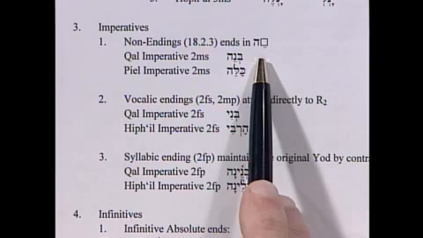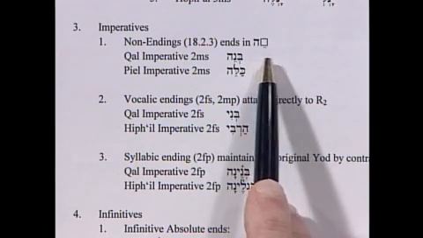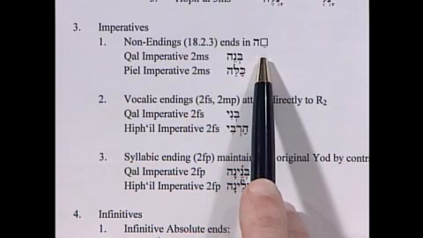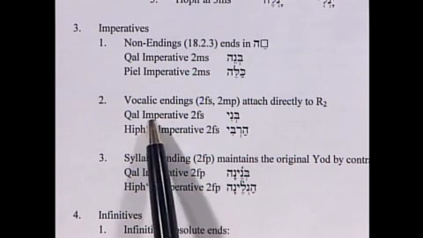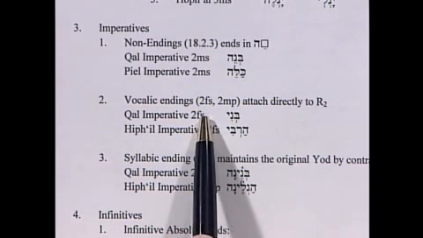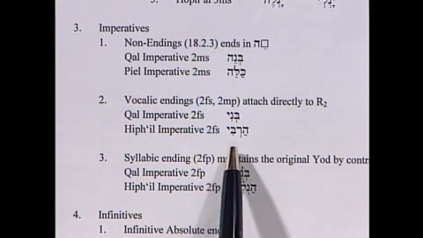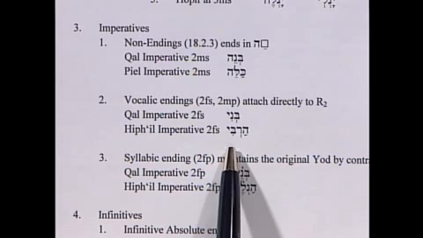With the imperatives, they're very similar to your imperfects. First, you have non-endings. In the non-ending of the imperative, you're going to have a tsere hey. The tsere will be, of course, under the second root letter. And so I give you the imperative 2ms, b'nei, and the imperative 2ms, kale, as you see there. With vocalic endings, again, the vocalic endings will attach directly to the R2 consonant. And you can see b'ni, harbi, the hifil again. This is a hifil imperative 2fs. And so that's what that hireq yod is.